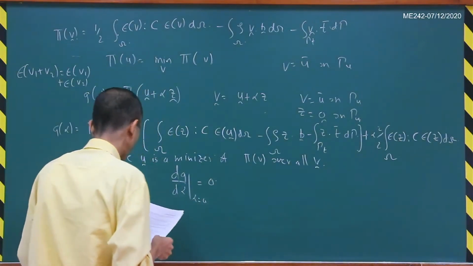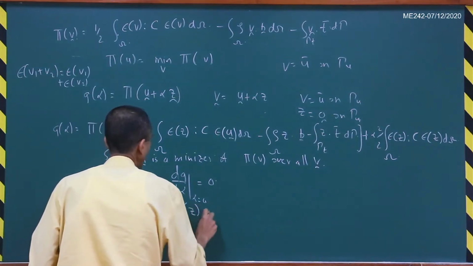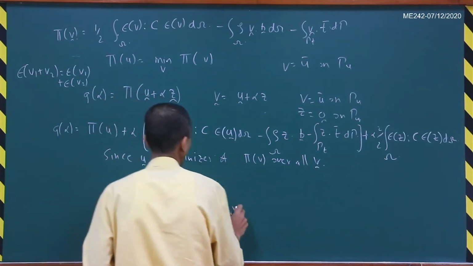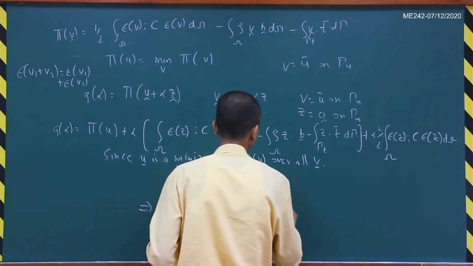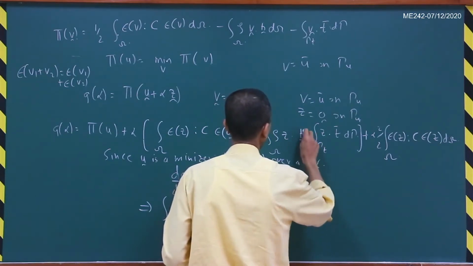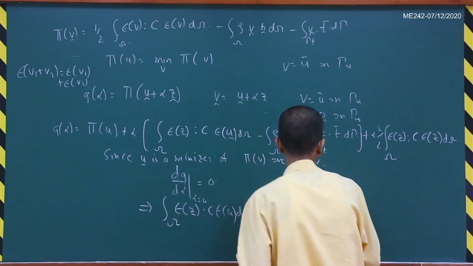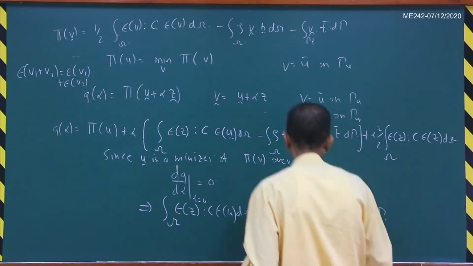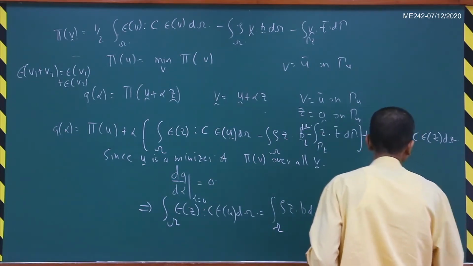If you differentiate this with respect to alpha, whatever is in the brackets, you will get that. So this implies that the integral of epsilon of z times c of epsilon of u times d omega, this is over omega, is equal to the integral of rho z dot d omega. Here I think there should be a d omega here, d omega plus z dot t bar d gamma over gamma, and then z is equal to 0 on gamma, right? So that is exactly the variational formulation.